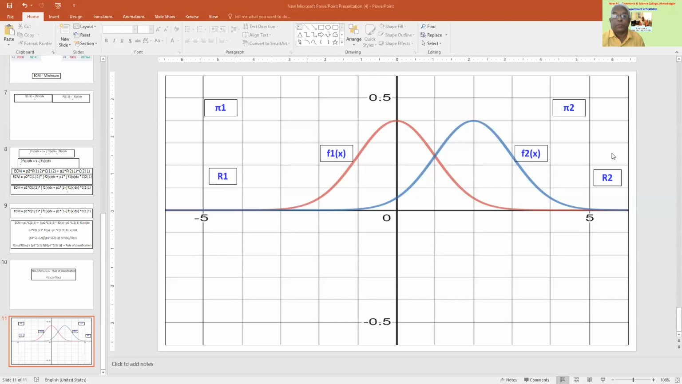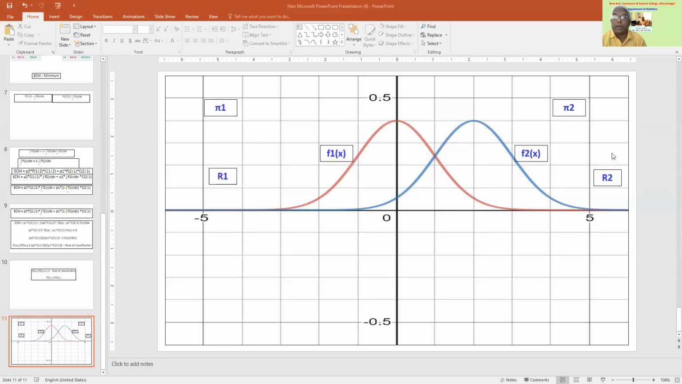You know that this is what our problem started with. We have two densities slightly overlapping, and then we want to make a good rule for classification.